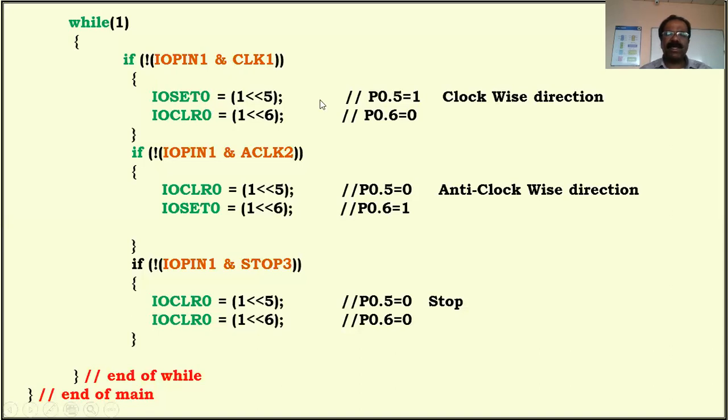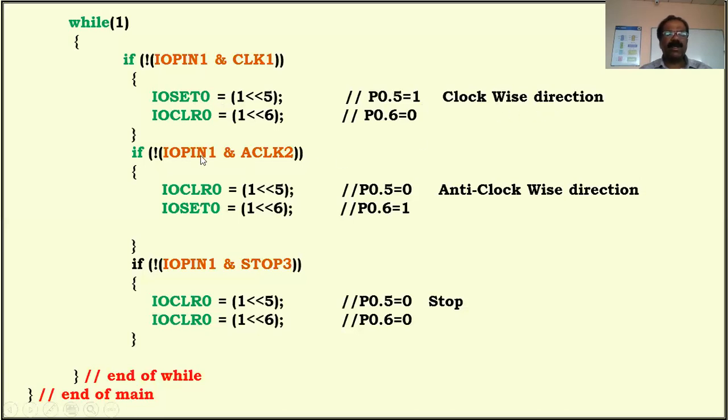That means we are making P0.5 1 and P0.6 0. If you want to make it high, you have to go for IO set. If you want to make it low, you have to go for the IO clear register. In this case, we are using P0.5 and P0.6, therefore we have to go for IO set 0 and IO clear 0. We have to control the 5th bit, so we have to shift 1 five times, and here I have to shift 1 six times. If you execute this statement, it is going to rotate the DC motor in a clockwise direction.